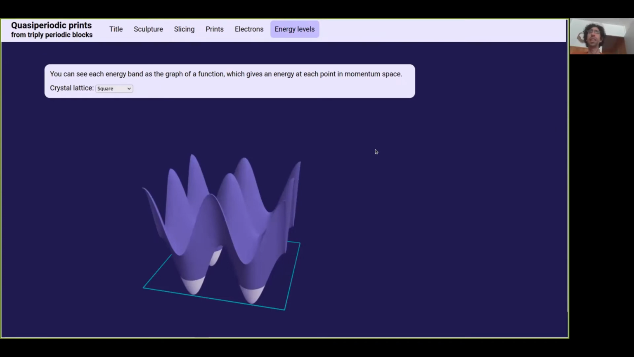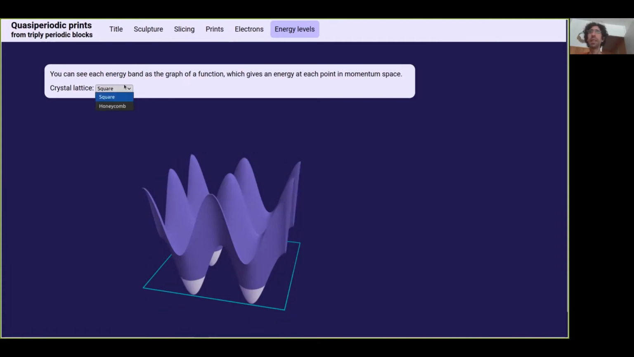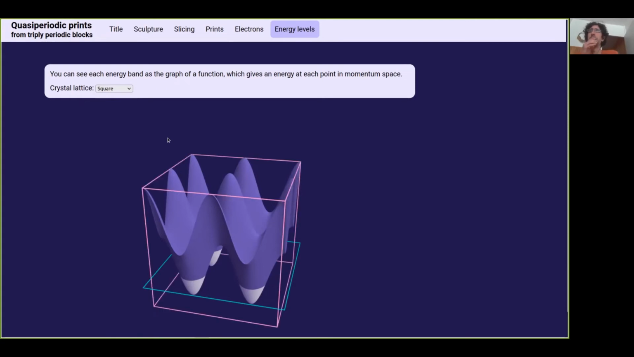So now, in each energy band, you can see the dispersion relation as a graph of a function, which gives an energy at each point in momentum space. For example, in the square lattice dispersion relation, because there's only one sheet, it's convenient to think of this as the graph of the function cosine of x momentum times cosine of y momentum. So if you choose an energy band, you get an energy function on momentum space.